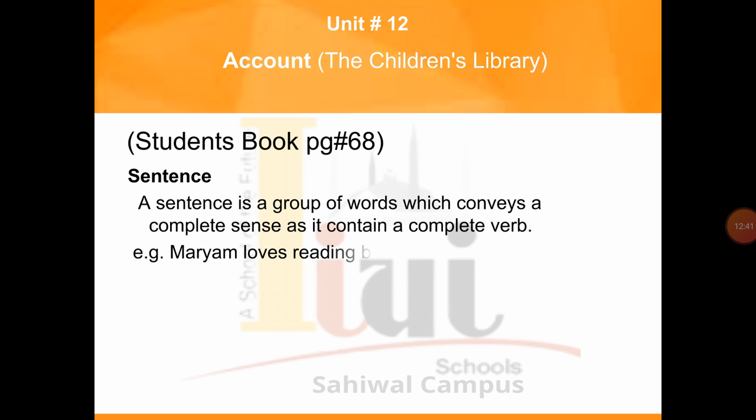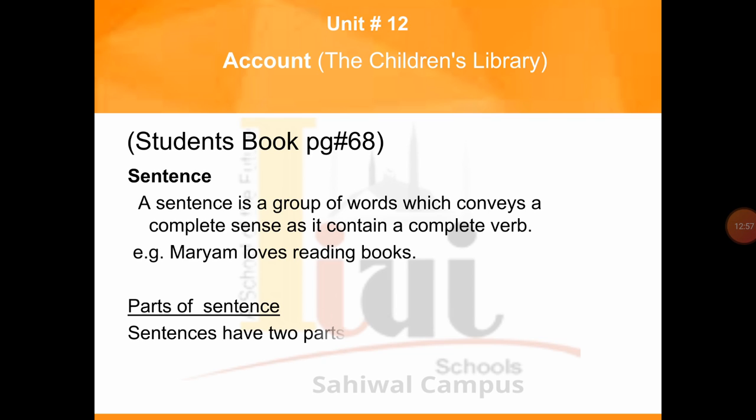For example, Maryam loves reading books. इसमें सब्जेक्ट भी है, इसमें वर्ब भी है, इसमें कुछ एक्स्ट्रा इन्फॉर्मेशन भी है. So this is a sentence. Now let's discuss what are the parts of a sentence. Mainly a sentence has 2 parts. Sentences have 2 parts. One is subject and the other is predicate.